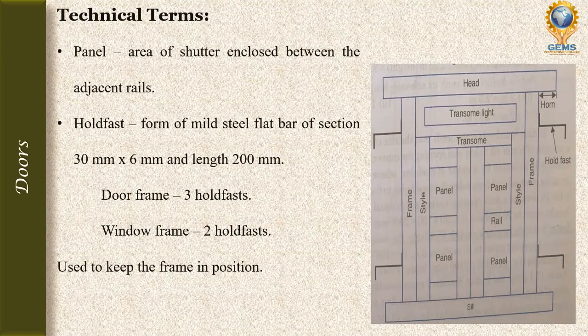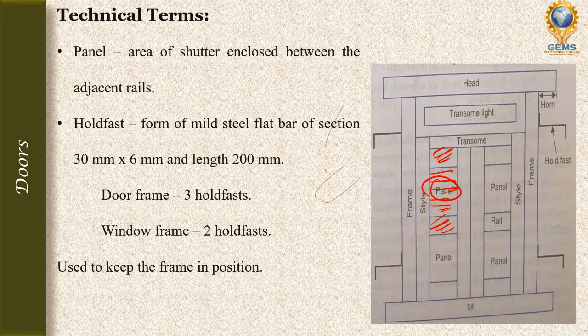Next is panel. This is the area of the shutter enclosed with adjacent rails. So here it is a rail. This is also a rail. So between two rails we will have a panel structure. This is the panel. So it is the area of the shutter enclosed between the adjacent rails.